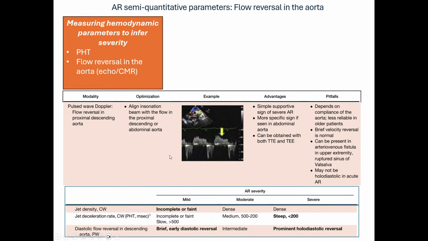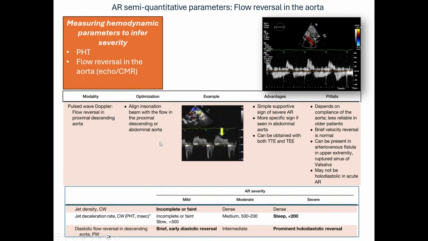Flow reversal in the aorta, as you see, the column of blood reversing back in the aorta, we can measure this in the descending aorta, and we can measure it in the abdominal aorta. If you have holodiastolic flow reversal, and usually people say it has to be more than 20 centimeters per second at end diastole, it's a specific sign for significant AR. And the farther out you are toward the abdominal aorta, it becomes one of those measures you can take to the bank. In rare cases like someone with a fistula or a ruptured sinus of Valsalva, you can have flow reversal without AR necessarily, but I've never seen a ruptured sinus of Valsalva be misleading for AR.